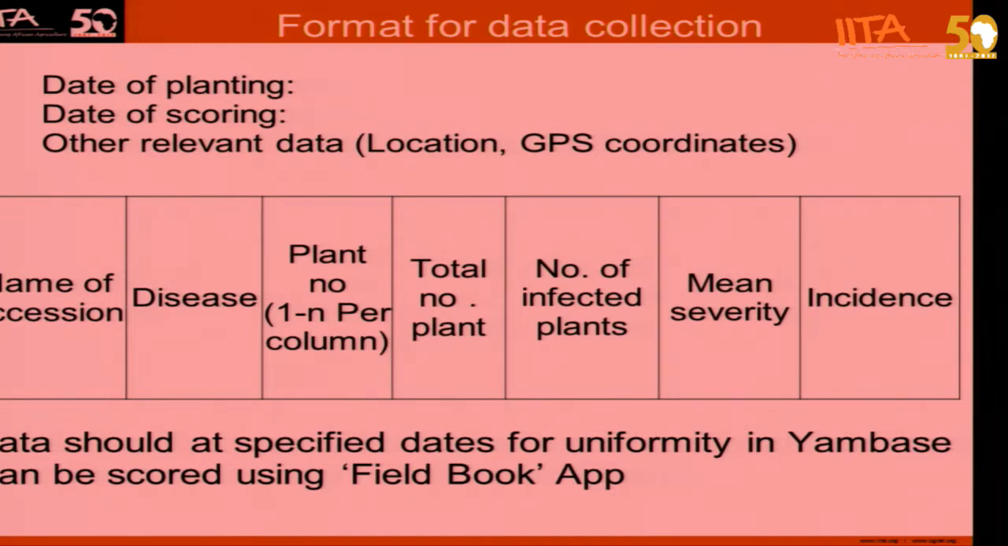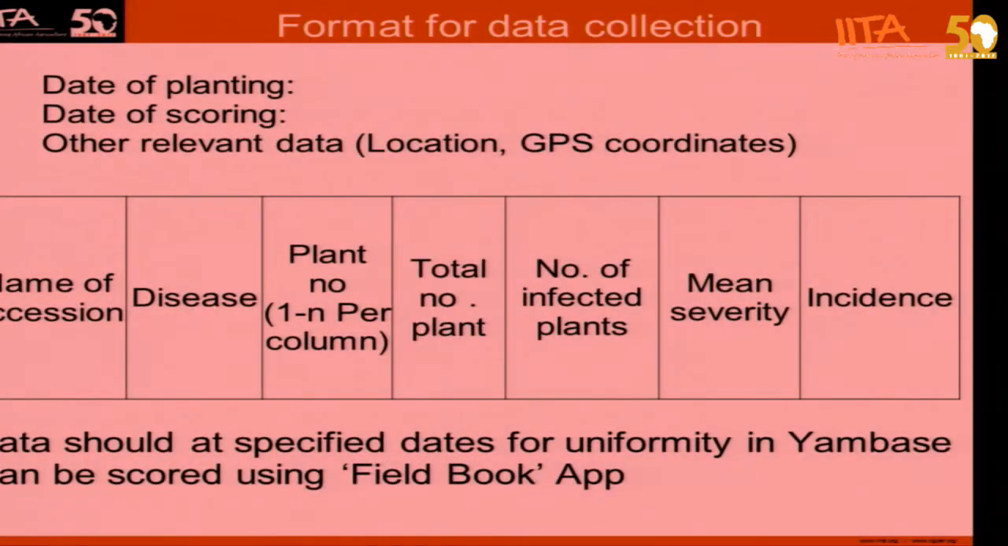This is a format that we are suggesting for data collection. It may vary depending on what you really want to achieve, but you must have the essential details in it. You have the date of planting, your date of scoring, and other relevant data like location, the GPS coordinates, or even the name of the person that is scoring. I just want to chip in now that it's good to have the same set of people scoring the same fields to avoid bias in our records.